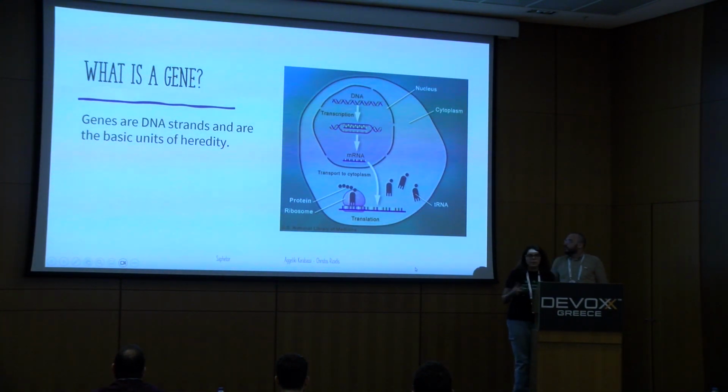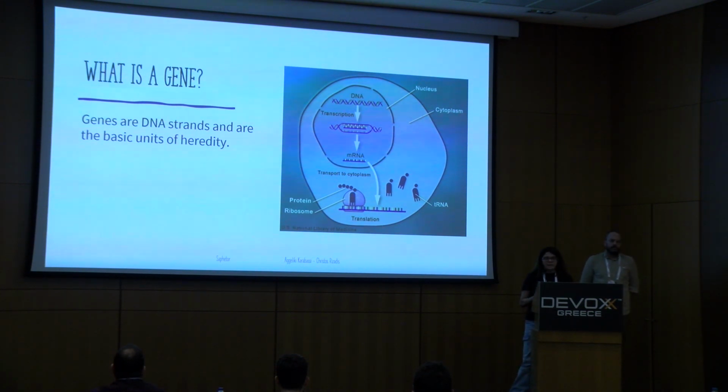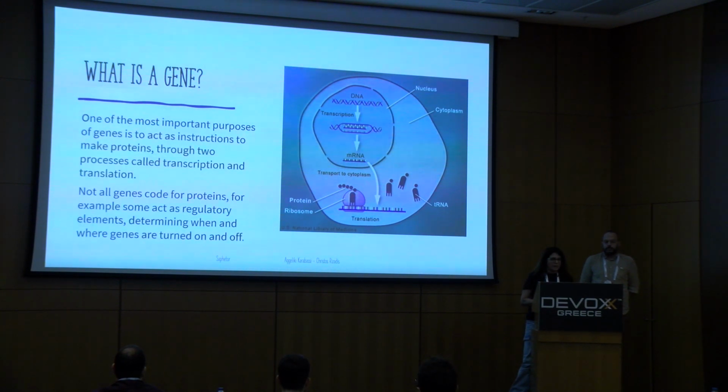The next concept that we need to understand is what is a gene. A gene basically is a DNA strand. This is the basic unit of heredity, what defines that I have brown hair or how thick it is, or whatever is encoded in one or many of my genes. The most important purpose of any gene is to act as instructions to make proteins. Proteins are basically what makes our cells work. Everything our organism does relies on the production of these proteins.